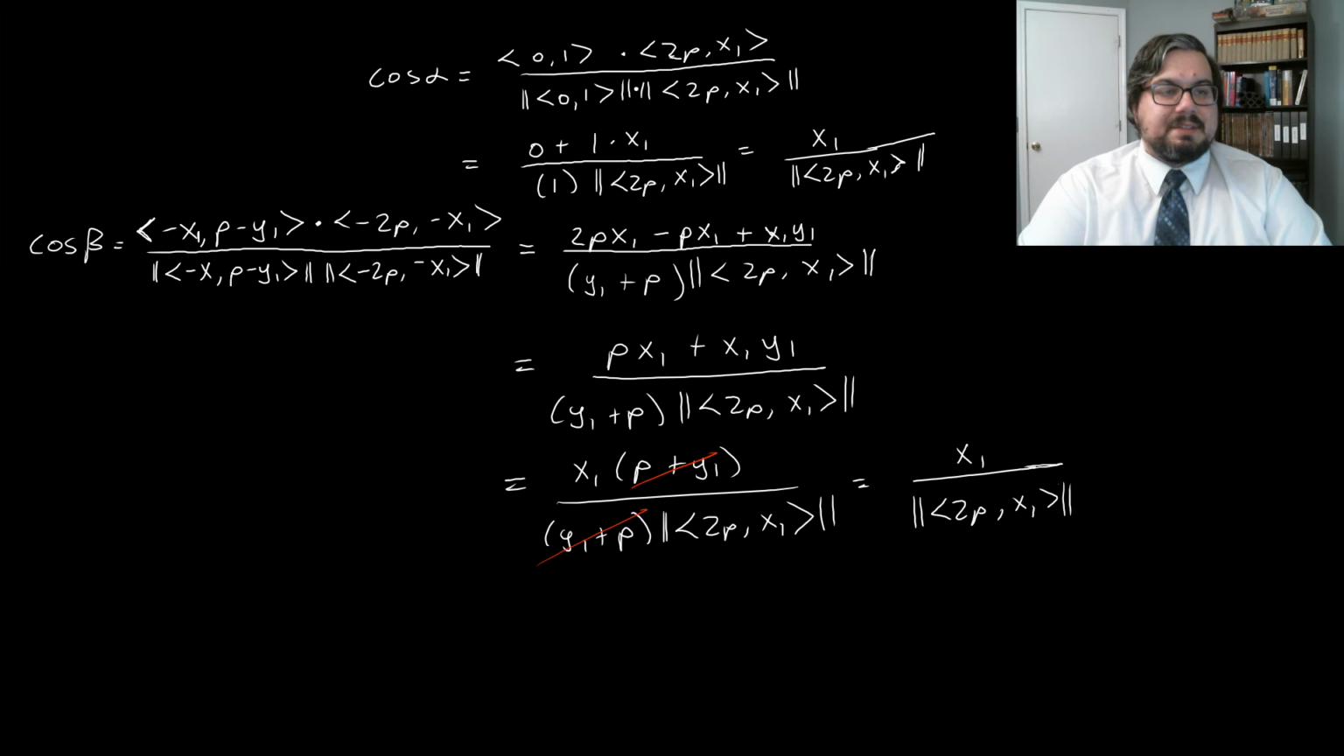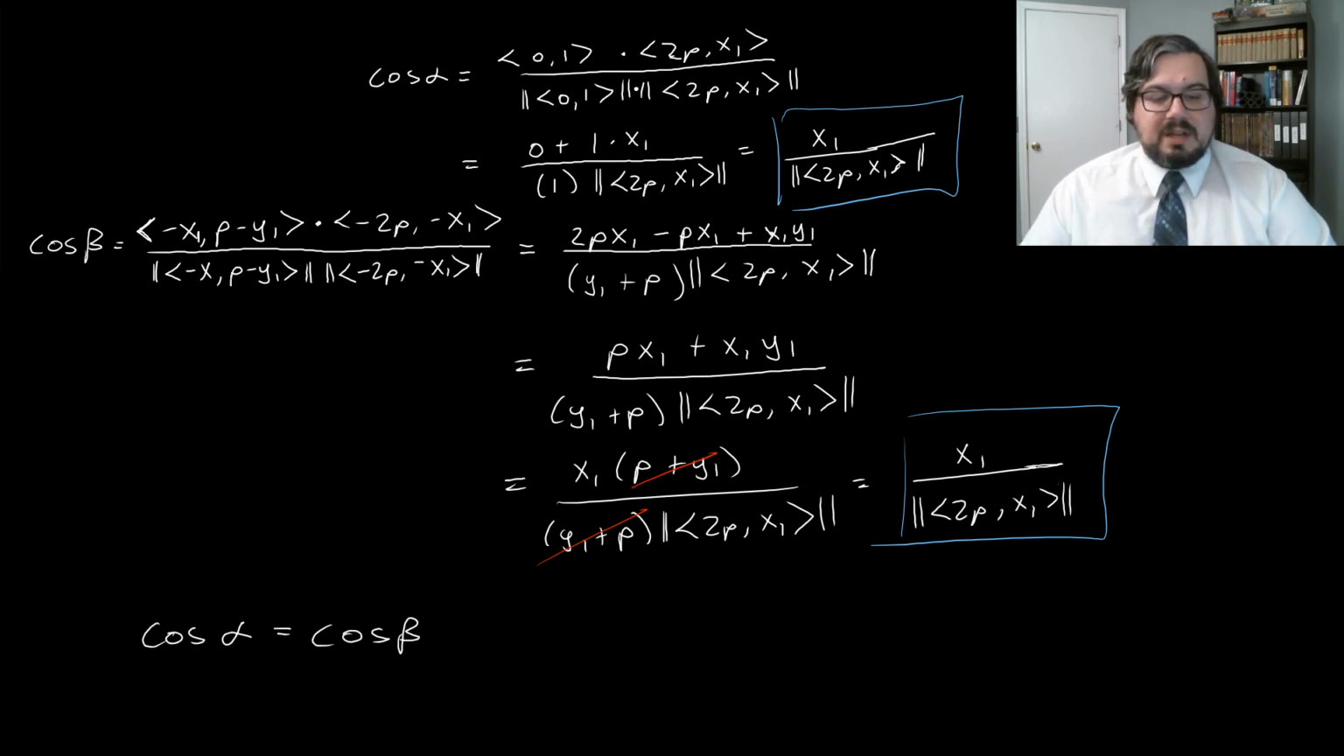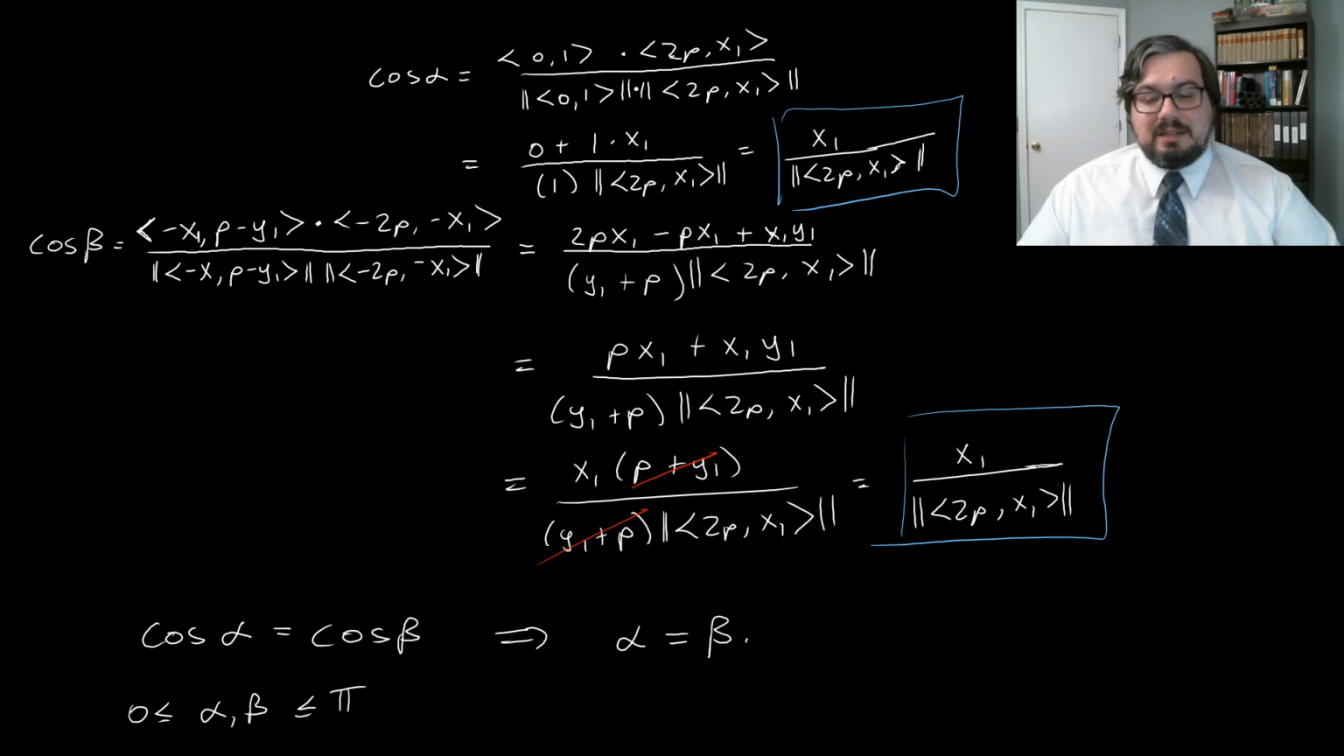But you'll notice that this is exactly the same as we got from before. So we have that cosine of alpha is equal to cosine of beta. And furthermore, alpha and beta are between 0 and pi, and cosine is 1 to 1 on that region. And therefore, that means that alpha has to be equal to beta.